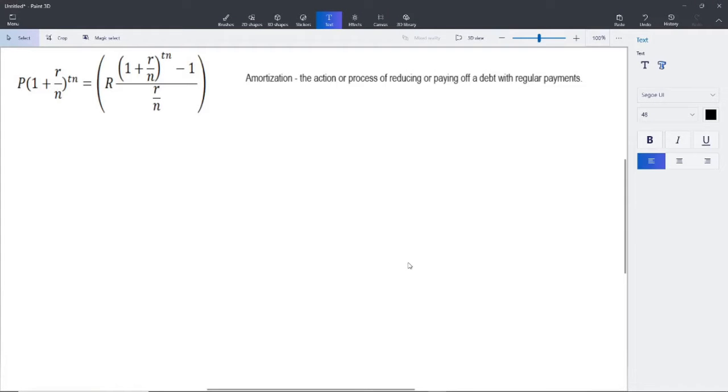Welcome to section 8.5, amortized loans. I wanted a good definition of amortization versus what our book had, so I looked it up on Google, and it says that amortization is the action or process of reducing or paying off a debt with regular payments. If you buy a house, if you buy a car, if you buy something that you're making regular payments on, most days those loans are going to be on an amortization schedule, as in you making regular payments.